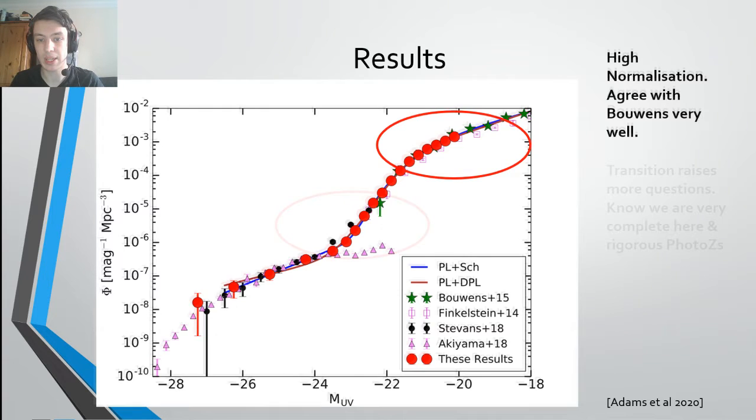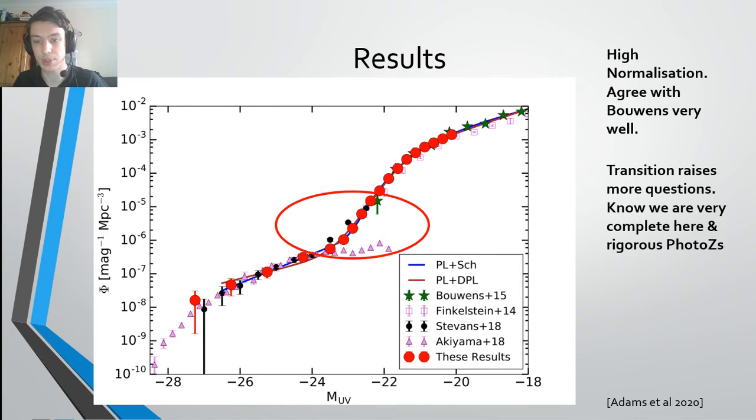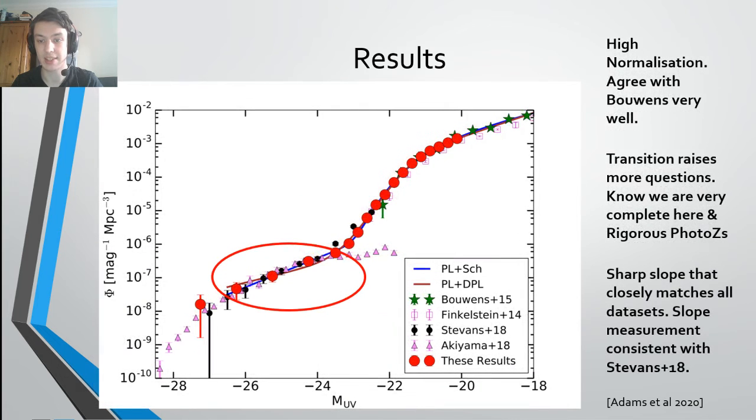In the transition regime, we find something that is a little different to what has been observed in the recent past, raising some more questions than it's probably answering, but this is something I'll come back to in just a minute. With the AGN, we measure a faint end slope that is steep, like that of Stevens, with a slope of about minus 1.7 to minus 2.1, depending which functional form we use, a Schechter function or a double power law. Our results suggest that UV absolute magnitude around minus 23 AGN could still be a dominant contributor to the number counts.